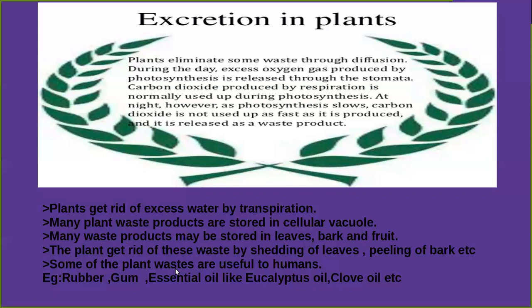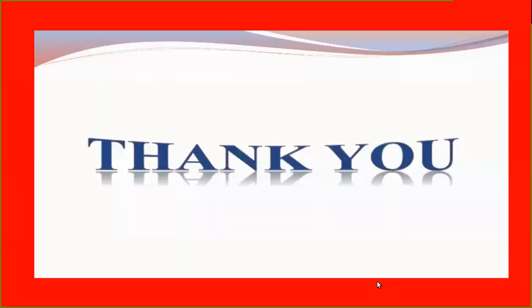Some of the plant wastes are very useful to humans. For example, natural rubber, the gums of certain plants, and essential oils like eucalyptus oil, clove oil, etc. are used by humans. Is it clear? This is something about the excretion process that occurs in both plants and humans.